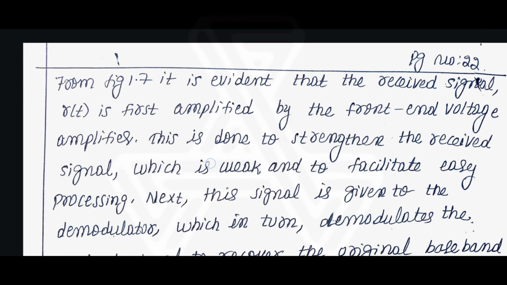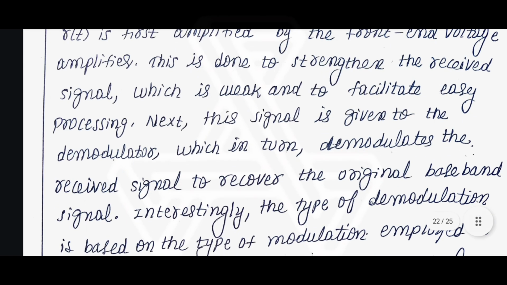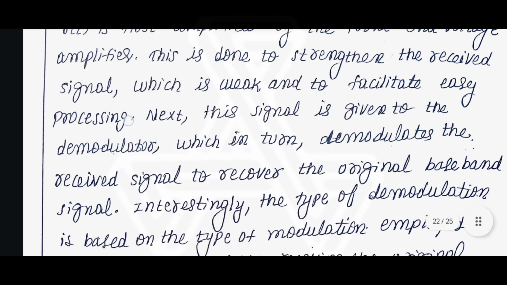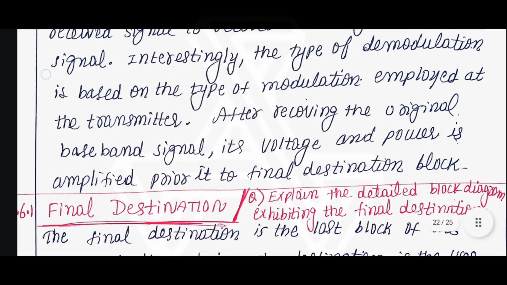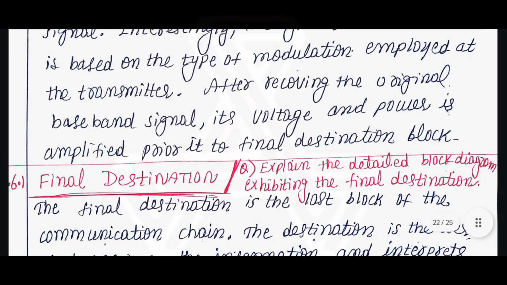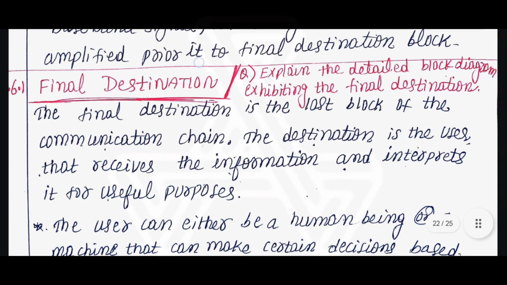Next, the signal is given to the demodulator, which in turn demodulates the received signal to recover the original baseband signal. Interestingly, the type of demodulation is based on the type of modulation employed at the transmitter. After recovering the original baseband signal, its voltage and power are amplified prior to the final destination block. Final destination. Explain the detailed block diagram exhibiting the final destination.